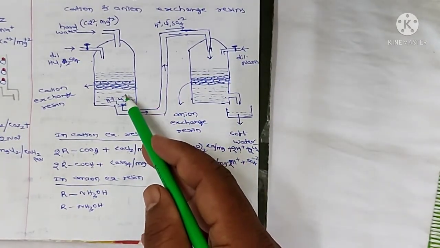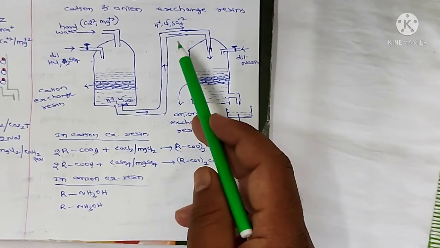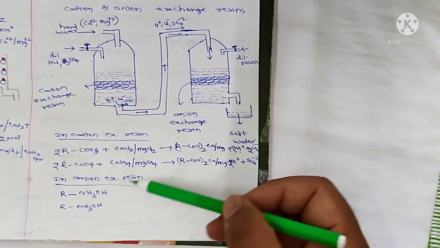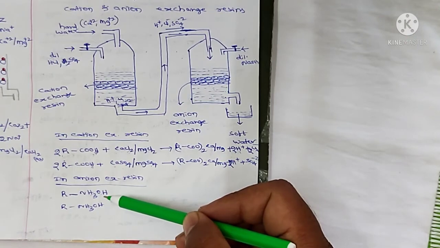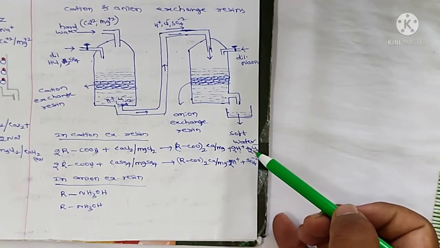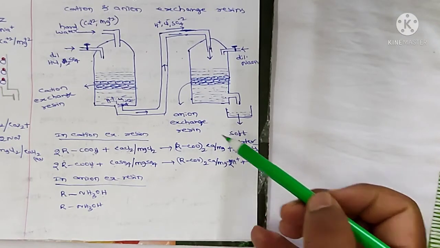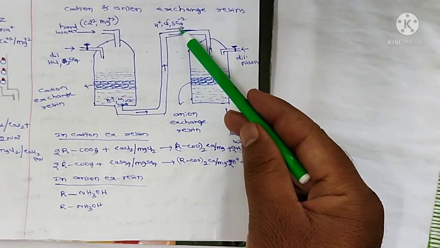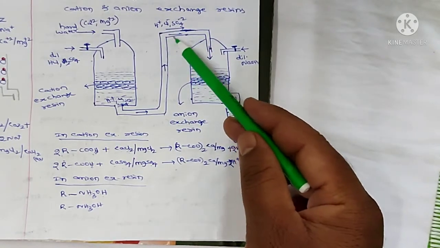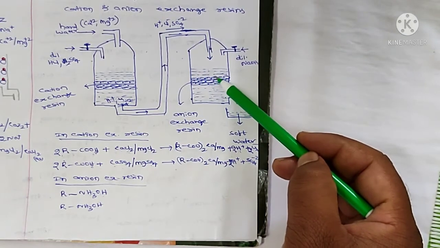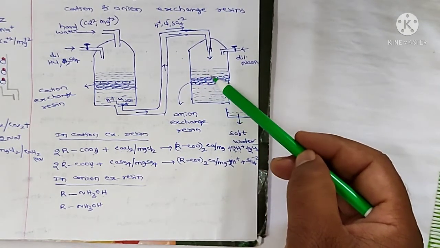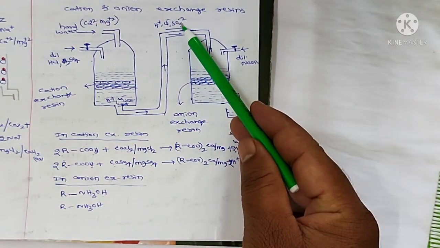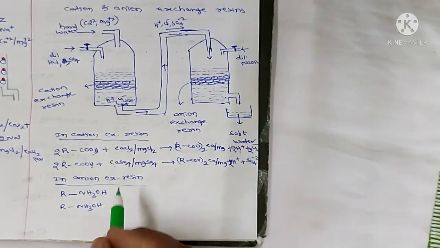So here after the reaction, the water enters into the anion exchange resin, and in this anion exchange resin, the OH minus ions are exchanged with Cl minus ions and SO4 minus 2 ions, because in that water we have H plus ions, Cl minus ions and SO4 minus 2 ions. So these ions enter into the anion exchange resin. So in this anion exchange resin, the OH minus ions are replaced with the Cl minus ions and SO4 minus 2 ions. So let me take that reaction.